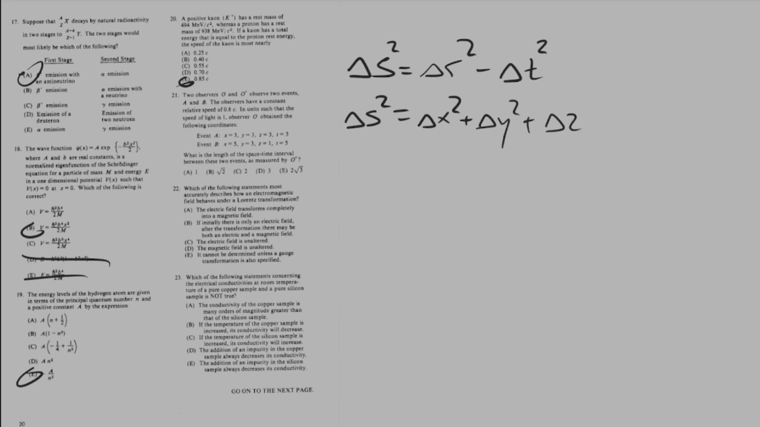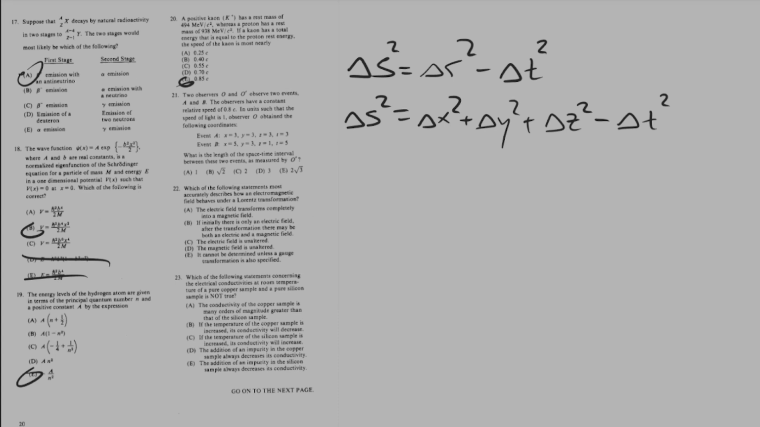3, 3, 3, 3. Event B, 5, 3, 1, 5. What is the space-time interval between? So the space-time interval, delta S squared, is delta R squared minus delta T squared, where delta R squared is delta X squared plus delta Y squared plus delta Z squared, minus delta T squared.